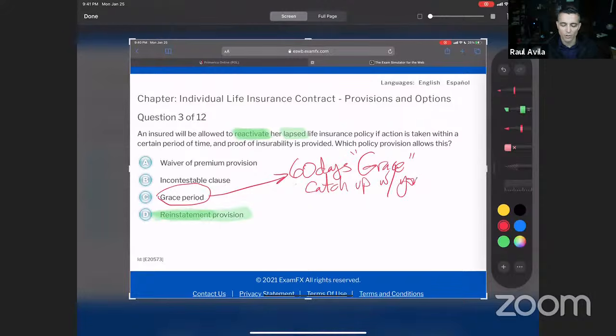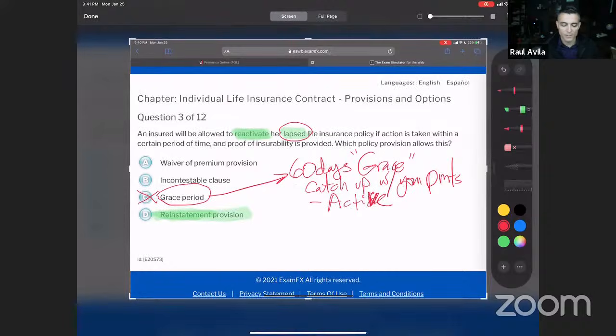with your payments. Okay, so if they allow you 60 days to catch up, is the policy lapsed or is it still active? Right? If they allow you to catch up, that means the policy is still active, right? So right here, the policy is still active. Right here, it's saying that it's lapsed already. So you could cross out C. You see what I mean, guys? That's how you want to do it.